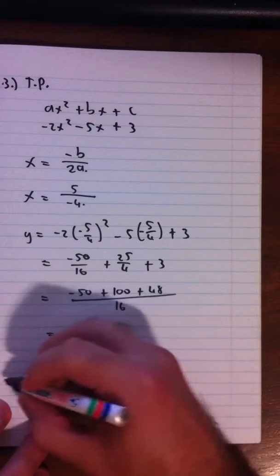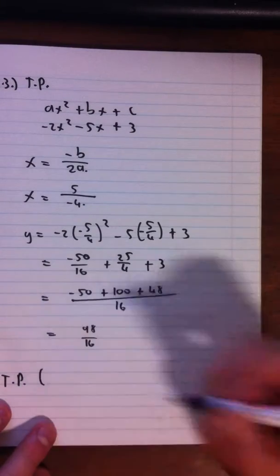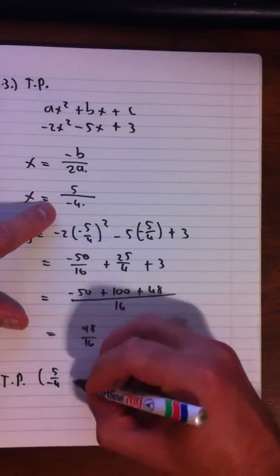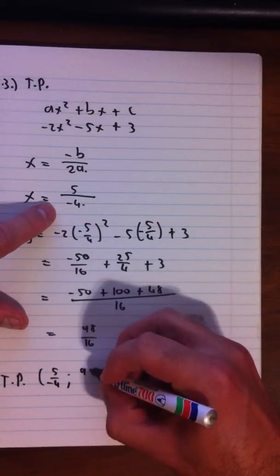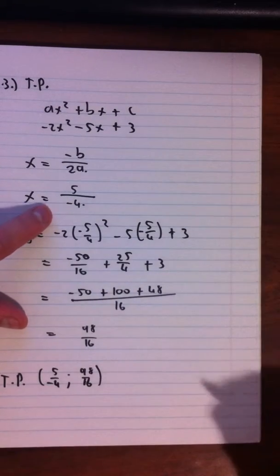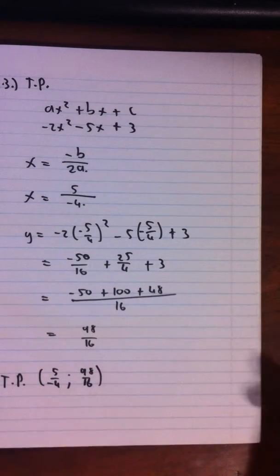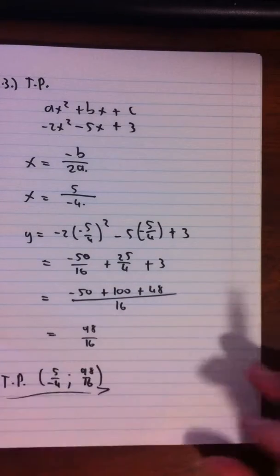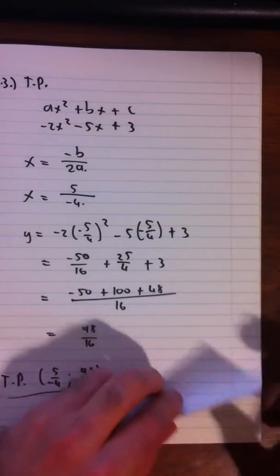So the coordinates of the turning point are (5/-4; 98/16). There you go. You could also simplify this a bit more, I'm sure. Next question, sketch the graph. Okay, 4.4. Sketch the graph of y = f(x).